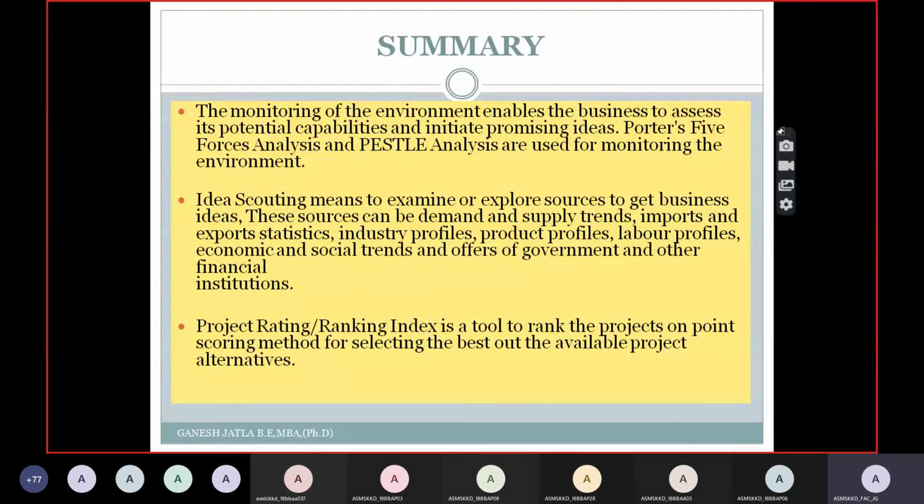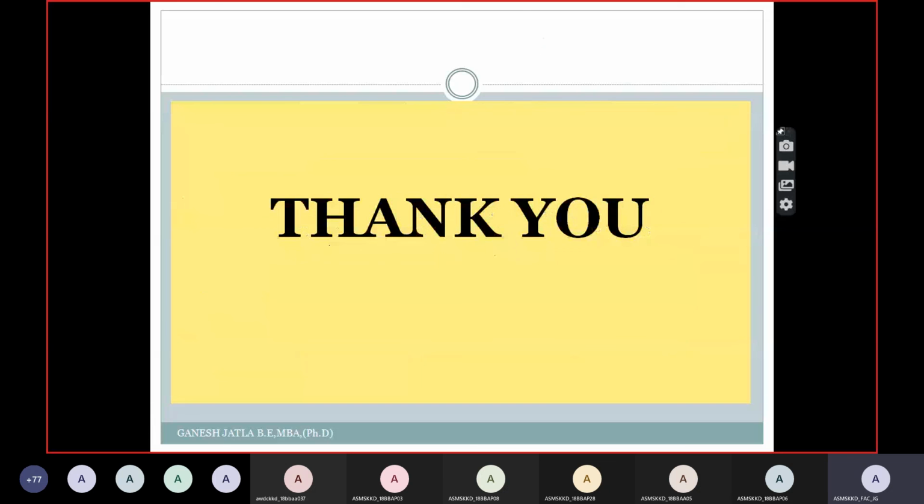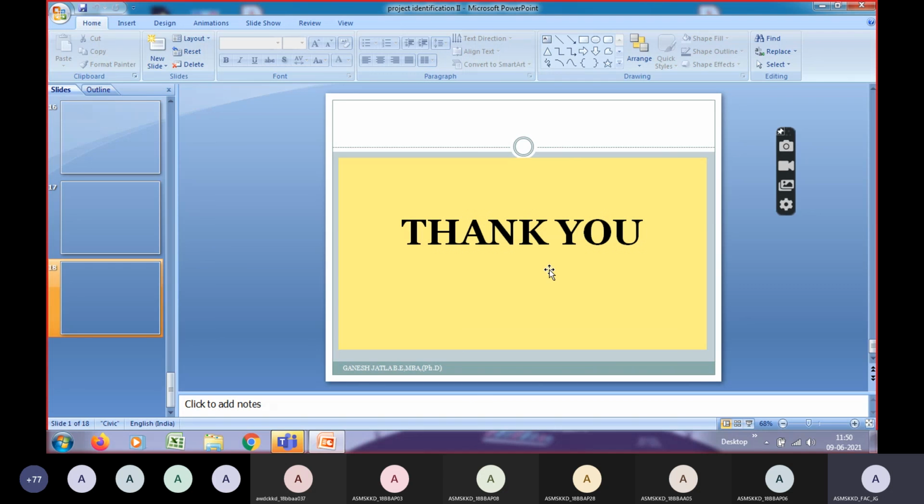And then we monitor the environment. In monitoring the environment, we have seen the Porter 5 forces analysis as well as the SWOT analysis. Then idea scouting; today we discussed what idea scouting is. That is how you get ideas from the market, examining or exploring the sources of business ideas. And then we have seen the project rating or rating index, that is, how you generally choose the best project idea out of the final ideas. So this is the discussion we have done over the past 2 days. With this, we will complete this project identification. Thank you. If you have any doubts, you may ask.